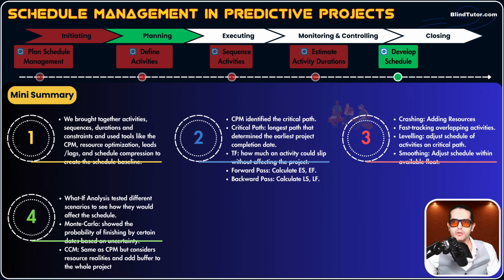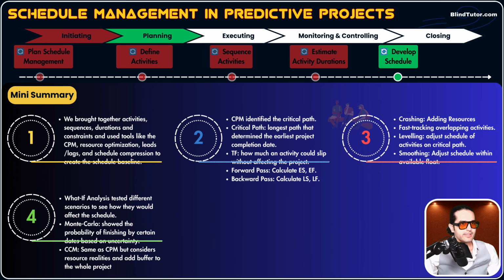Then we had Monte Carlo simulation, which showed the probability of finishing by certain dates based on risk and uncertainty. We give lots of inputs to our software, the Monte Carlo, and it runs tens of thousands of simulations and says, hey, there is a 50% chance that you can finish by June 20th, for example, but a 95% chance that the project will finish on July 1st. So you plan on 95% probability, not 50%. That's how Monte Carlo helped us.